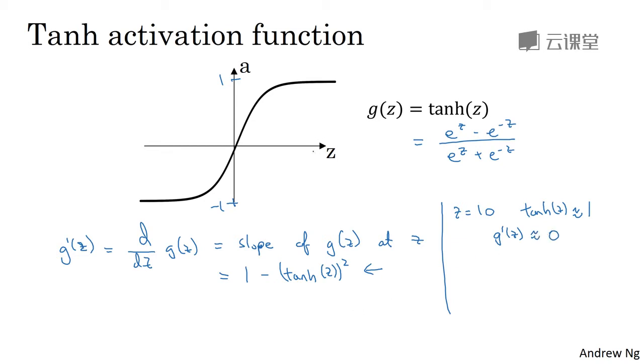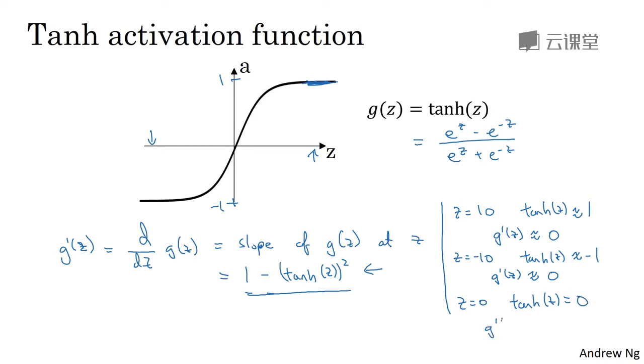So that was if z is very large. The slope is close to 0. Conversely, if z is very small, say z is equal to minus 10, then tanh of z will be close to minus 1, and so g prime of z will be close to 1 minus negative 1 squared, so it's close to 1 minus 1, which is also close to 0. And then finally, if z equals 0, then tanh of z is equal to 0, and then the slope is actually equal to 1, which is actually the slope when z is equal to 0.